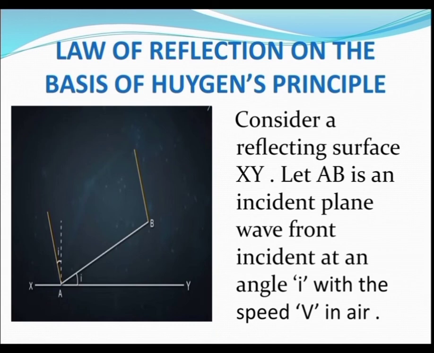Law of reflection on the basis of Huygens principle. Consider a reflecting surface XY. Let AB be an incident plane wavefront, incident at an angle I with the speed v in air. In the diagram we see that AB is a plane wavefront because the source of light is at infinity. The incident wavefront is incident at an angle I. Mathematically, angle BAY is also I.